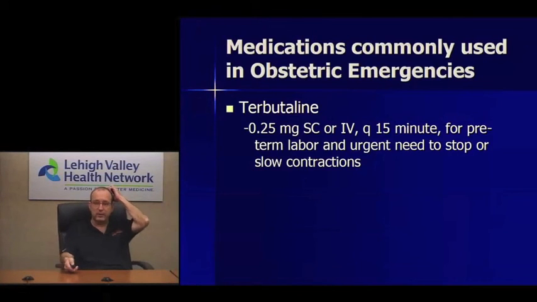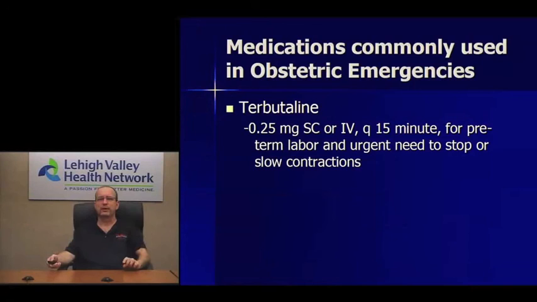We talked about some of the medications already. Let's go over a little bit of the dosing again. Terbutaline is 0.25 milligrams sub-Q or IV, every 15 minutes for preterm labor. And that's when there's a pretty urgent need to stop or slow contractions. When we're giving the terbutaline, it's actually a pretty big step to do, and a lot of times they don't like to really do that on the floor unless they really have to. So if you're going to that, that's kind of a big move.